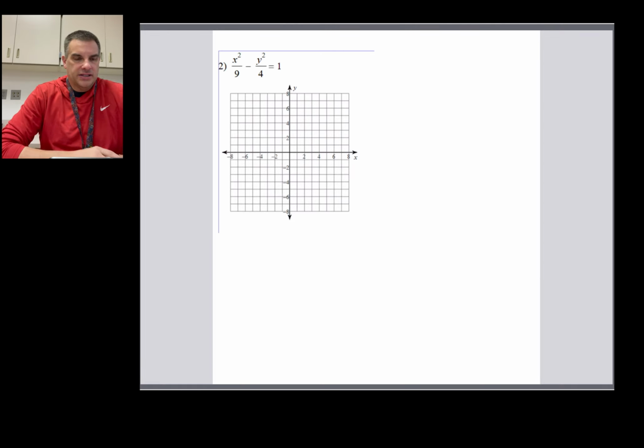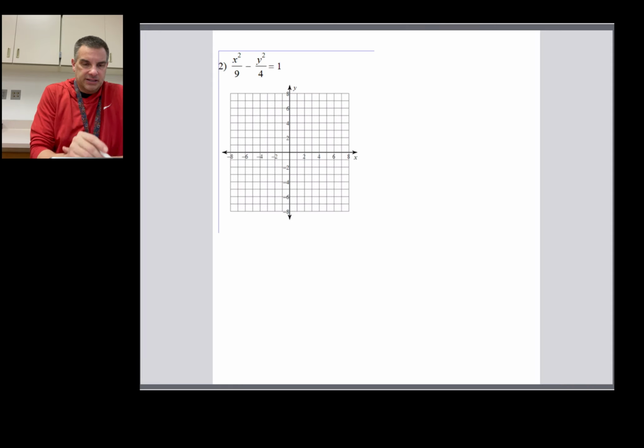Okay, so we've got x squared over 9 minus y squared over 4 equals 1. So there's a minus in there, so we know that it's going to be a hyperbola, which is a good thing. So we can start out by finding the center. The center with this one's going to be just 0, 0. So I'm going to put a dot at 0, 0, just helping me.